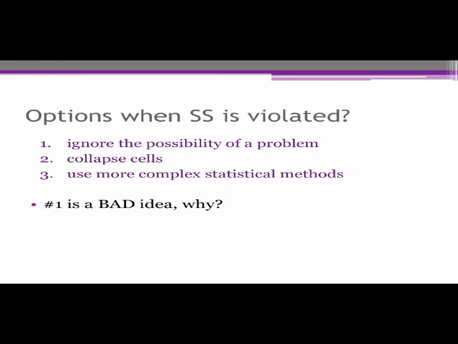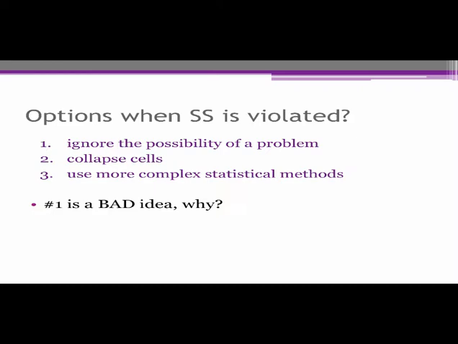Again, we could ignore the possibility of a problem. We could collapse the cells, or we could use more complex statistical methods. We'll actually look at all 3 ways. Let's start with number 1. Why is this a bad idea?